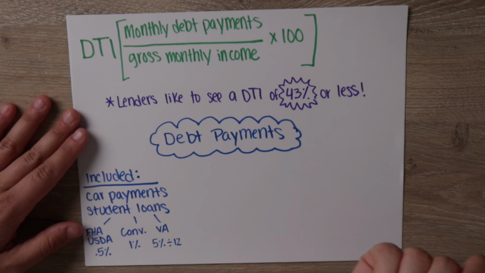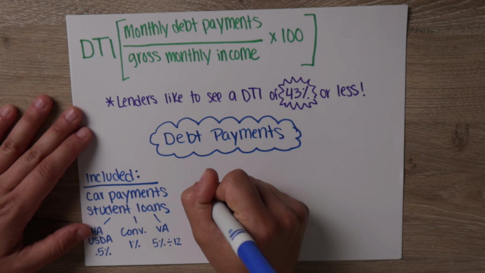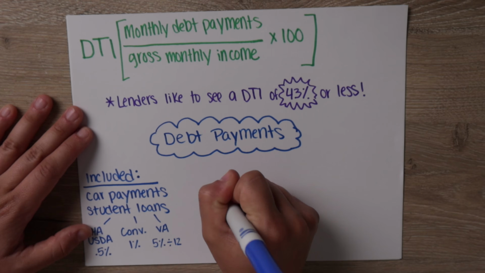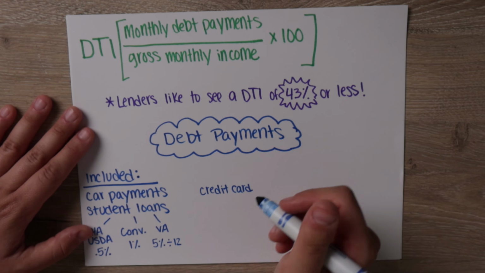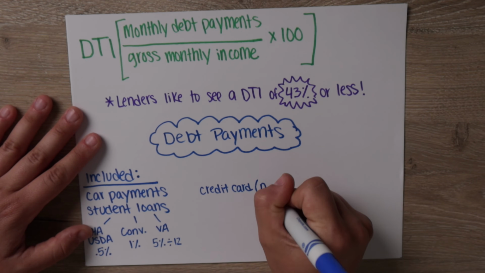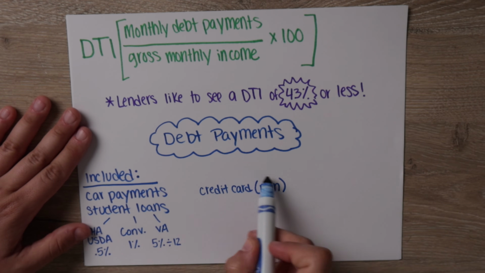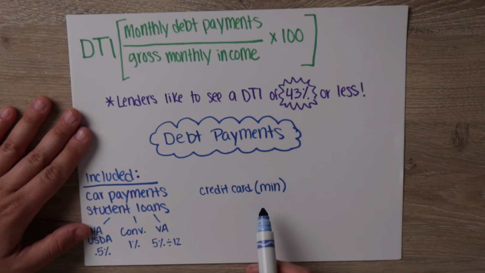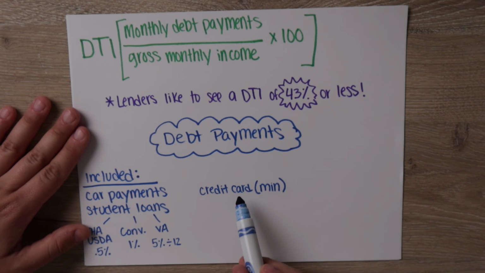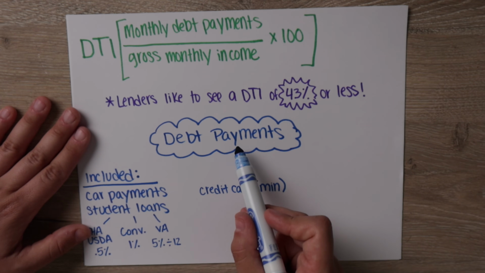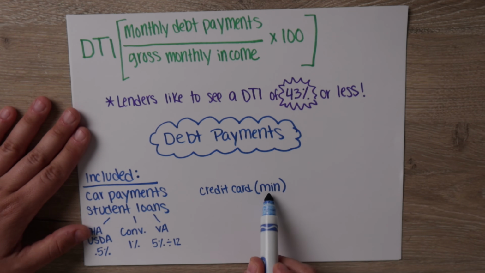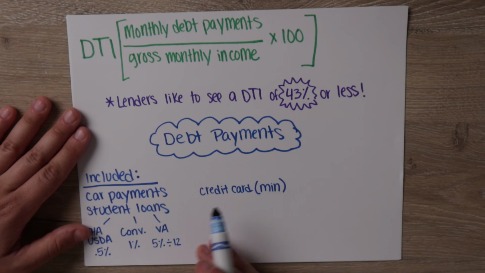Now, another thing that's included, credit card payments. They are only going to look at your minimum payment monthly. So I don't care about what your balance is. If you owe $2,000 on your credit card, they're not going to take $2,000 and put that in your monthly debt payments. They're going to look at what is your minimum amount due that month that you must pay. Usually this is like $20, $50.